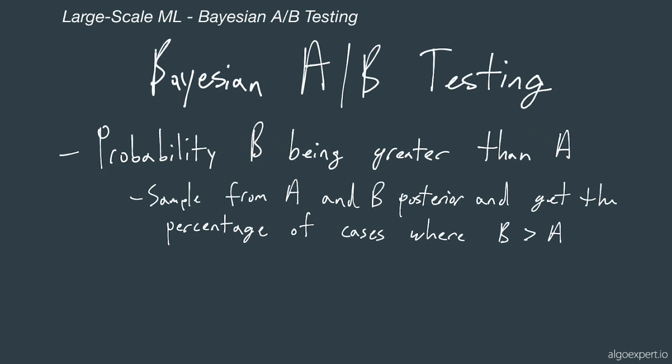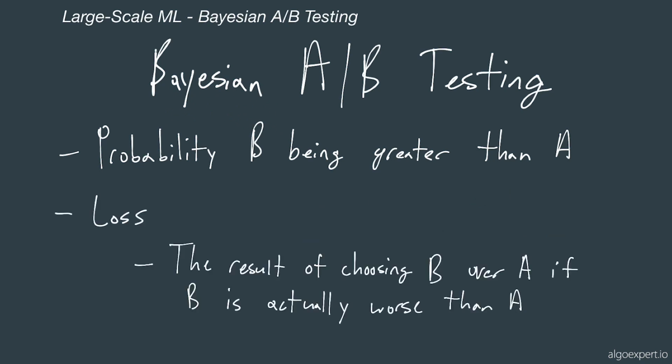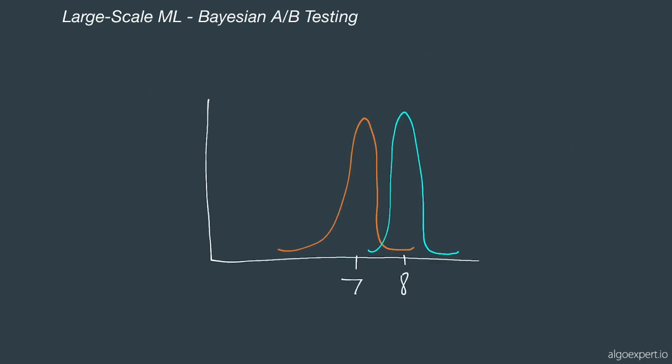Another thing that we want to look at when we're considering Bayesian A/B testing is the loss between the two groups. So let's say that we ended up choosing B over A, even though B was actually worse than A. How would this be possible? Well, remember when we were looking at the distributions, Group A's distribution had its peak at 7, and Group B's distribution had its peak at 8. However, there was a small overlap here, and that small overlap means that there's a chance that we could actually pick B but get A's results.